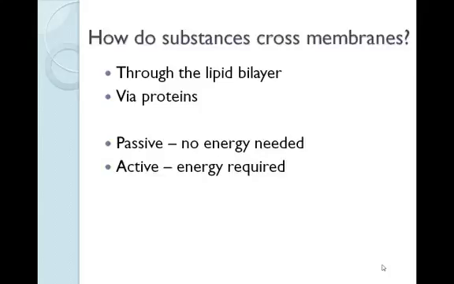Most substances are larger or are polar, so they will only enter if specific proteins can act as a gate or entry point. In terms of energy requirements, there are two categories of transport: passive transport, where no energy input is required, and active transport, where energy is required.